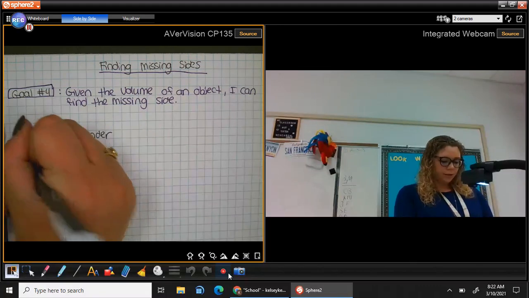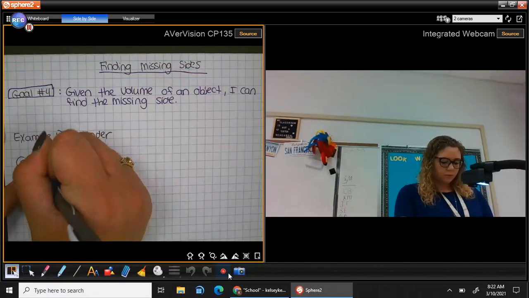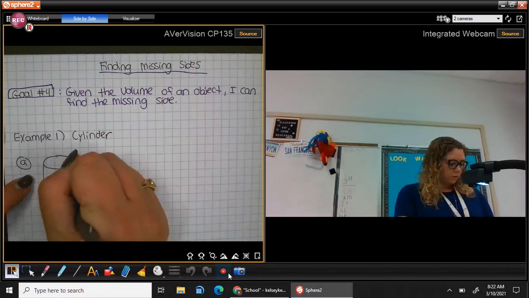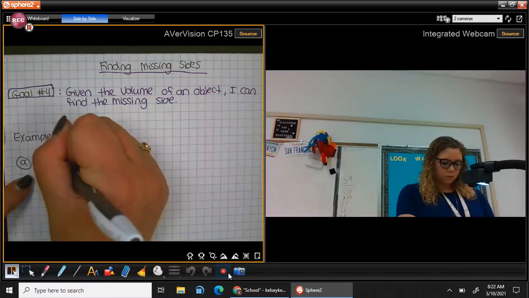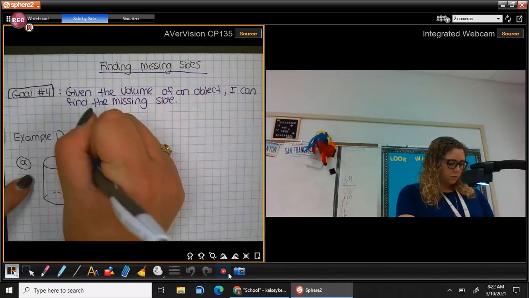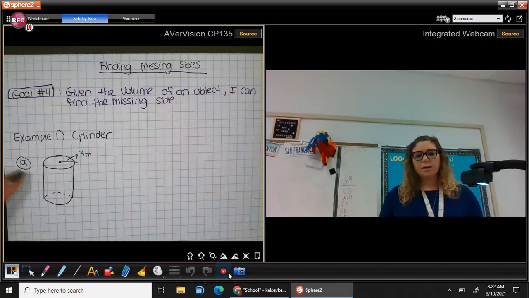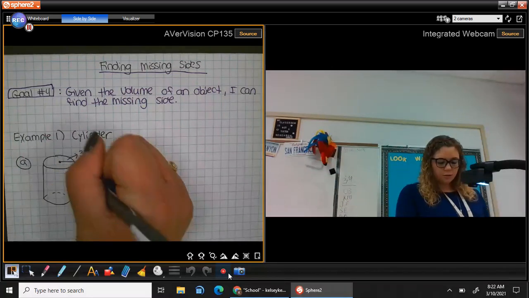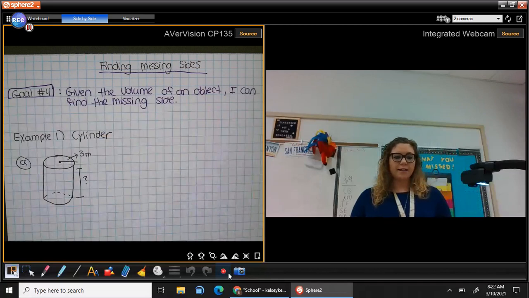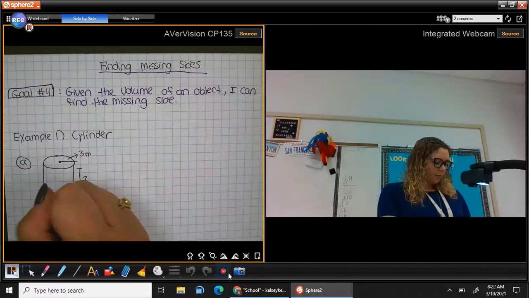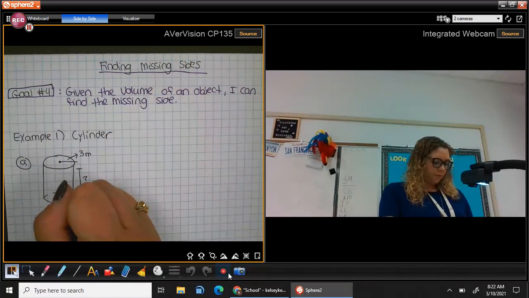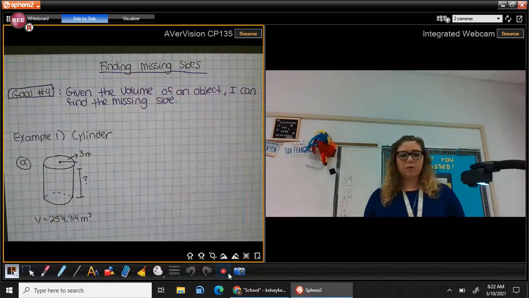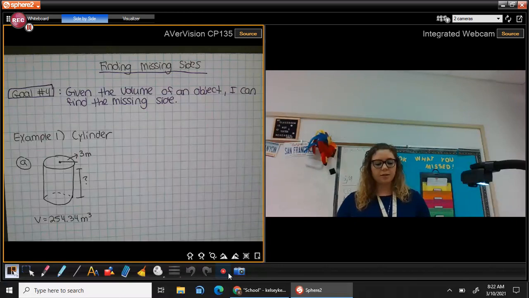So let's do the first example. They want us to find how high it is, okay? They said the volume is 254.34 meters cubed. Okay, how high is this object?